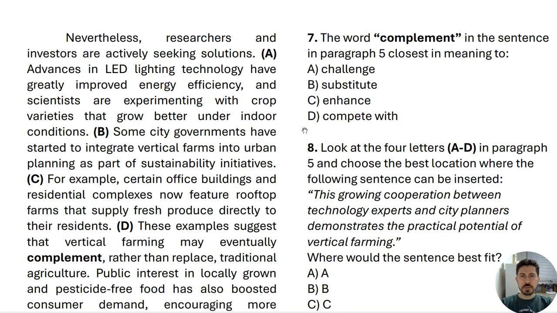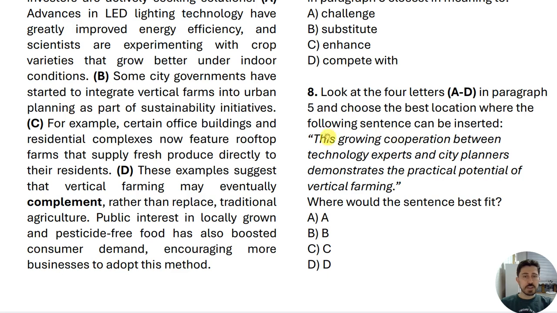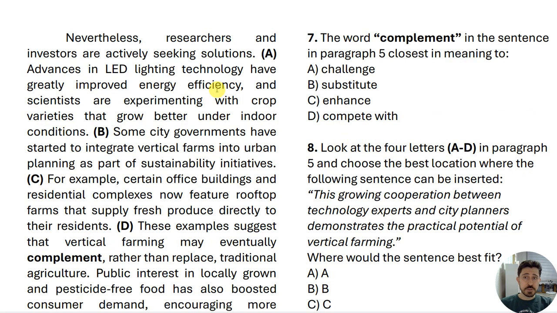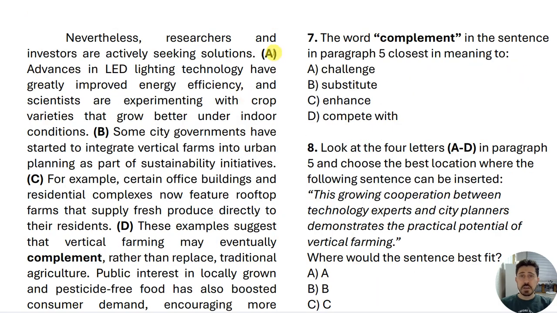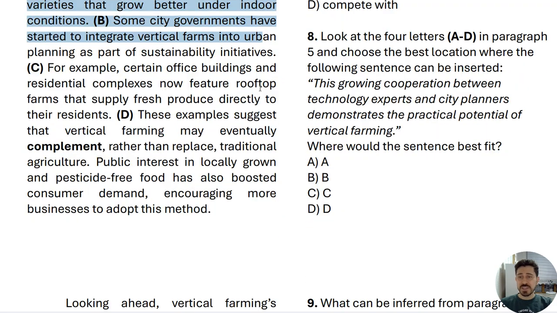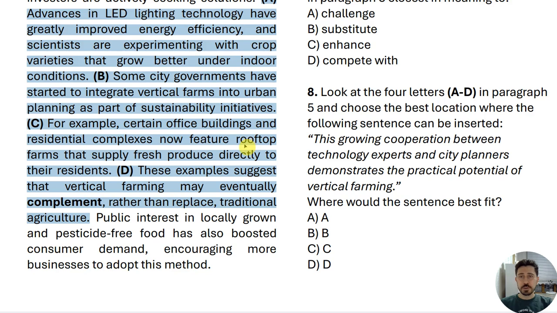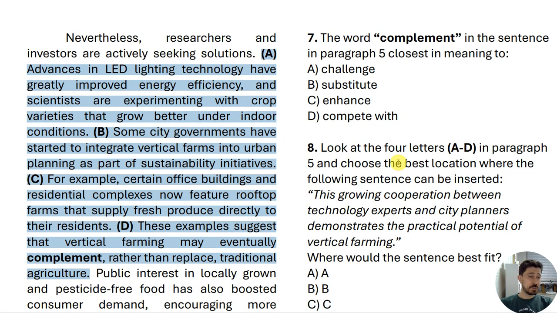When we move on to question number 7 and paragraph 5, we see that there is a vocabulary question and there is a sentence insertion question. We have already read the first sentence and the last sentence, and when we take a look at what is in between, we will easily understand that this question, number 8, already requires us to read everything in this paragraph. There is just one scenario.